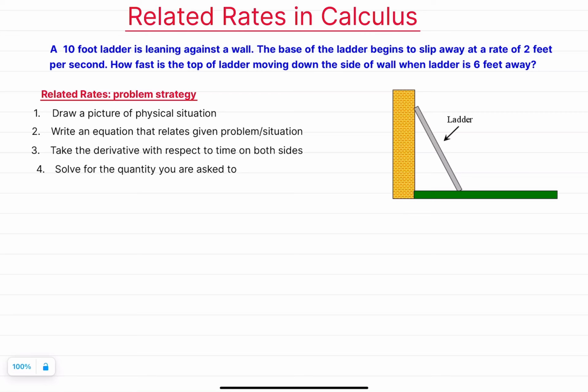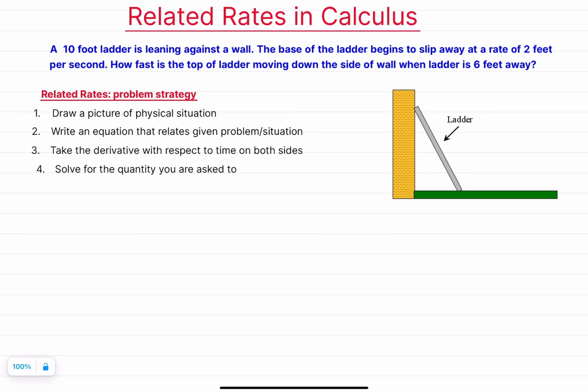Related rates in calculus. A 10-foot ladder is leaning against a wall. The base of the ladder begins to slip away at a rate of 2 feet per second. How fast is the top of the ladder moving down the side of the wall while the ladder is 6 feet away? For this, we have to follow a strategy.